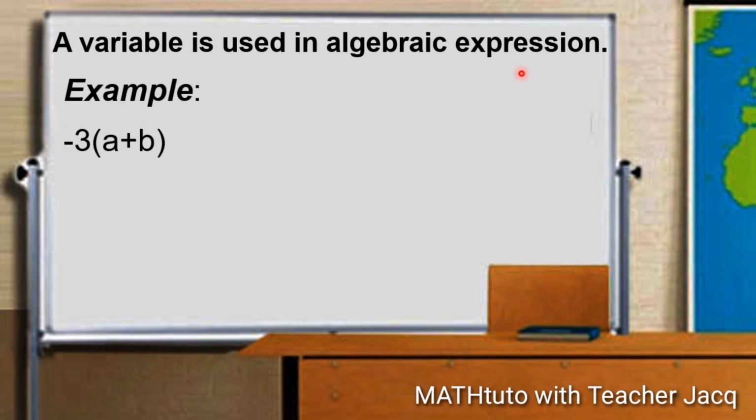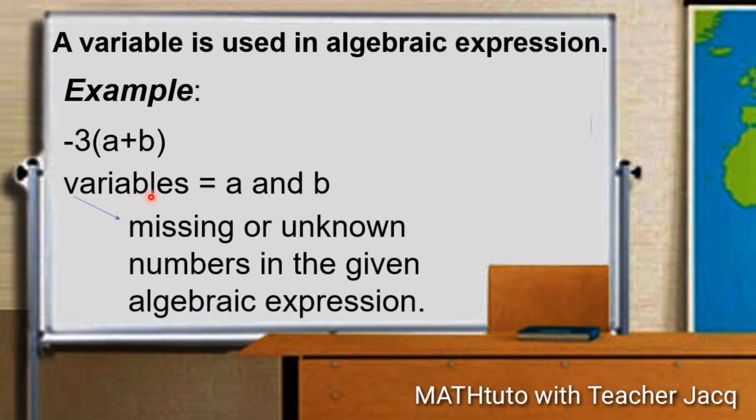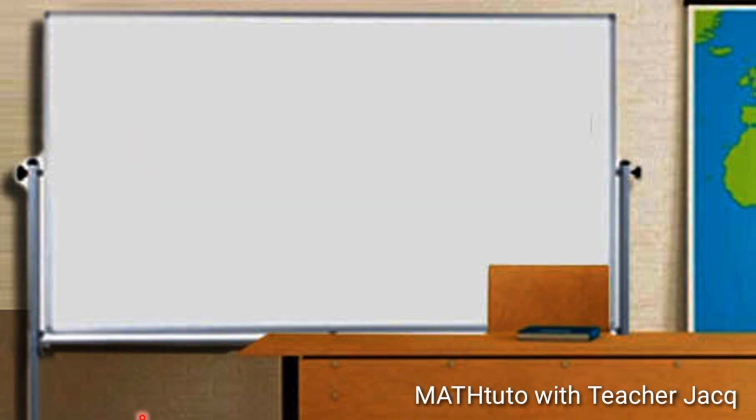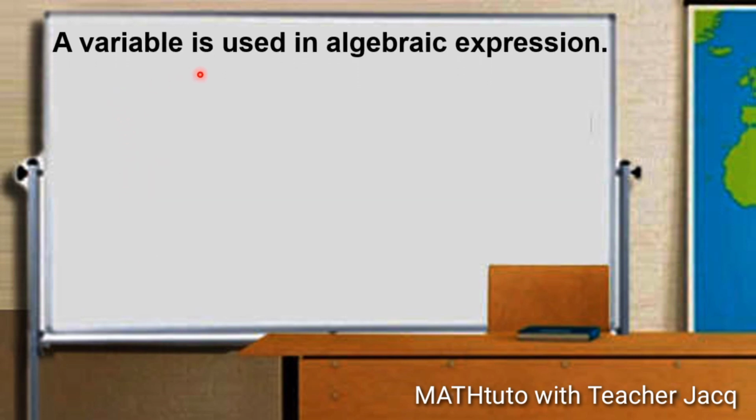So let's have our example. We have -3(a + b). So the variables in this example are a and b. Okay? Variables are missing or unknown numbers in this given algebraic expression. Let's have another example of a variable used in an algebraic expression.